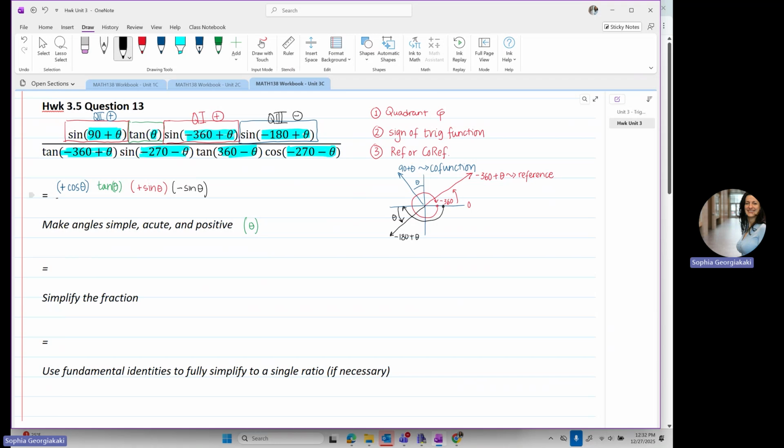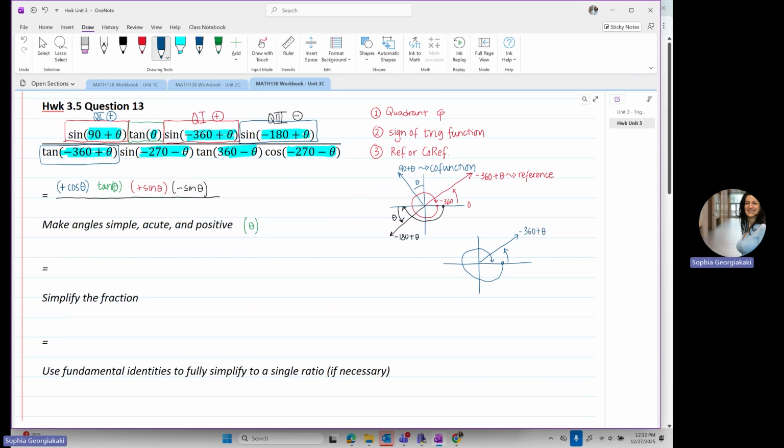This is with my numerator. I'm done. I'm going to go now to the denominator. My angle is negative 360 plus theta. I'm going to start at 0. I'm going to go negative 360 and then plus theta. This is negative 360 plus theta.